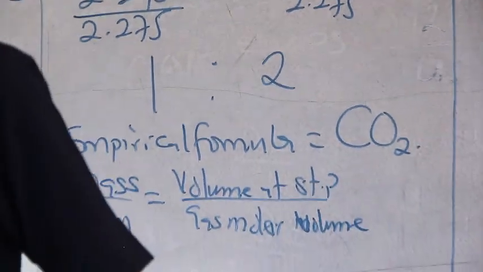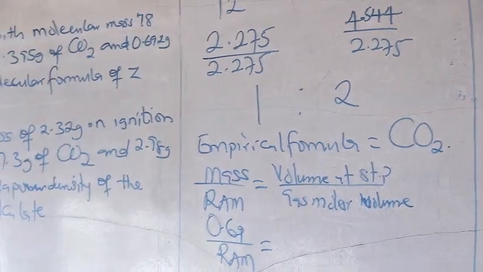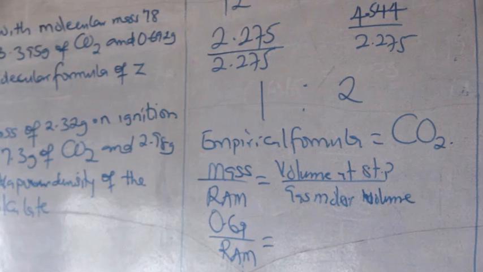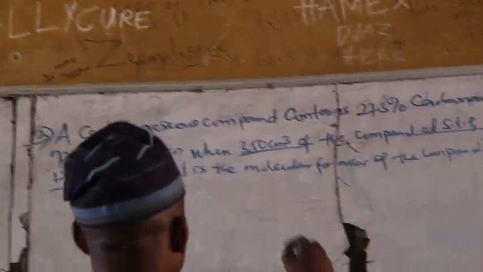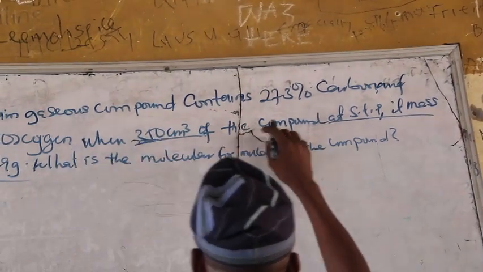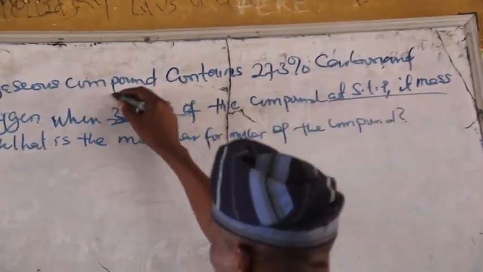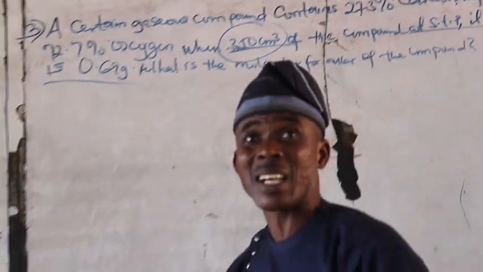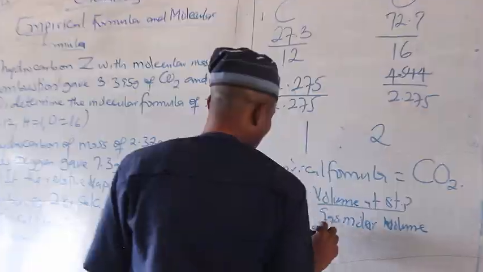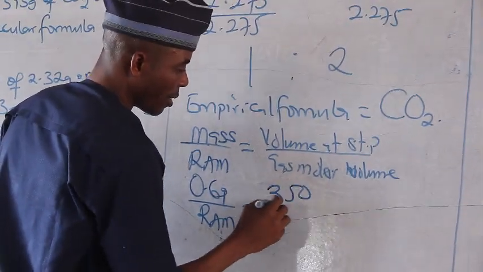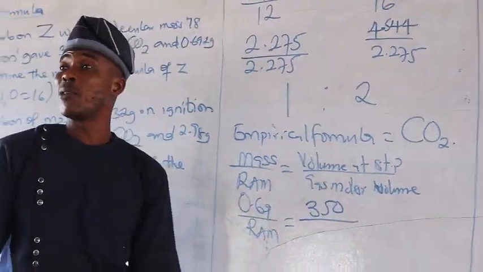Most of you don't understand the volume at STP and gas molar volume. Look at the question saying when 350 centimeter cube of the compound at STP. So this volume given here is at what? At STP. And that is what? 350. So the volume at STP given is 350. Then what is gas molar volume?